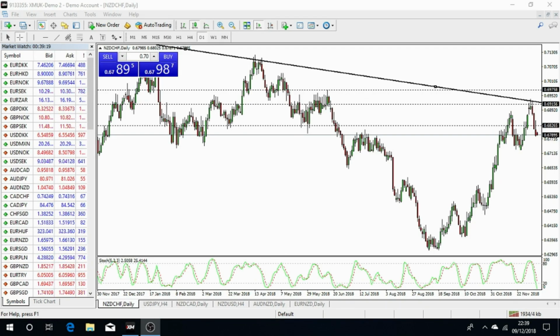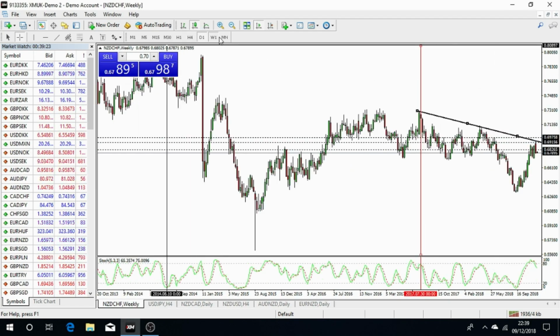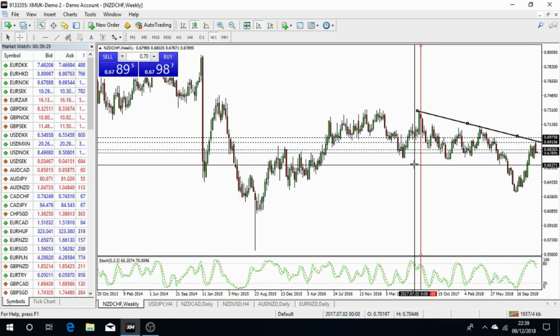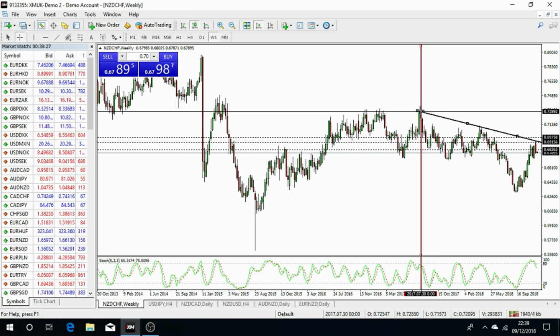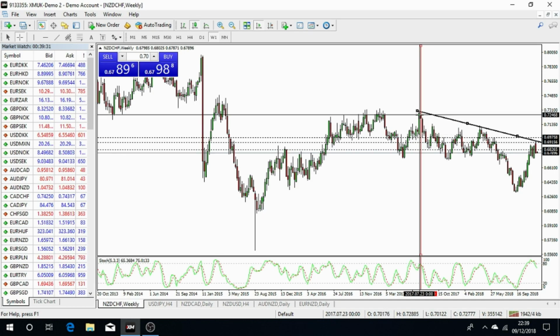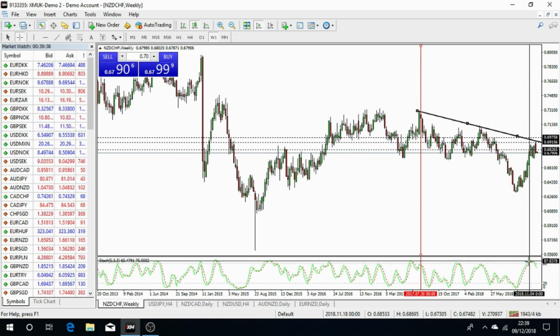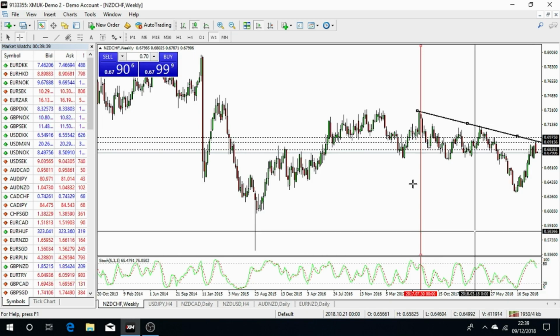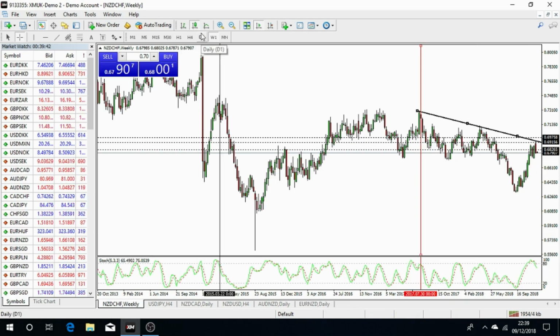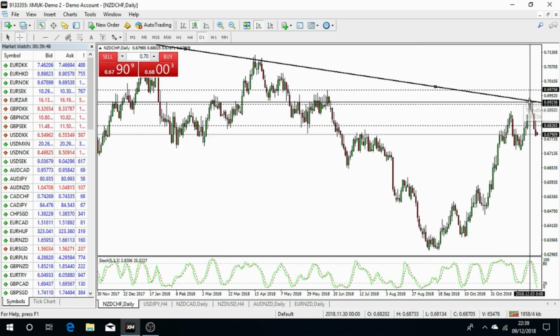Now the next pair I'd like to have a look at is New Zealand dollar Swiss franc on the daily chart. Now if we go to the weekly chart very quickly, we can clearly see that we started our descending trend back around July 2017. We then bounced off our descending trend line 1-2 times. We also have an oversold signal from the stochastic oscillator on both the daily and weekly charts. Now if we go down to the daily chart once again, we also have a bearish pin bar right on our trend line, and that is where I entered.